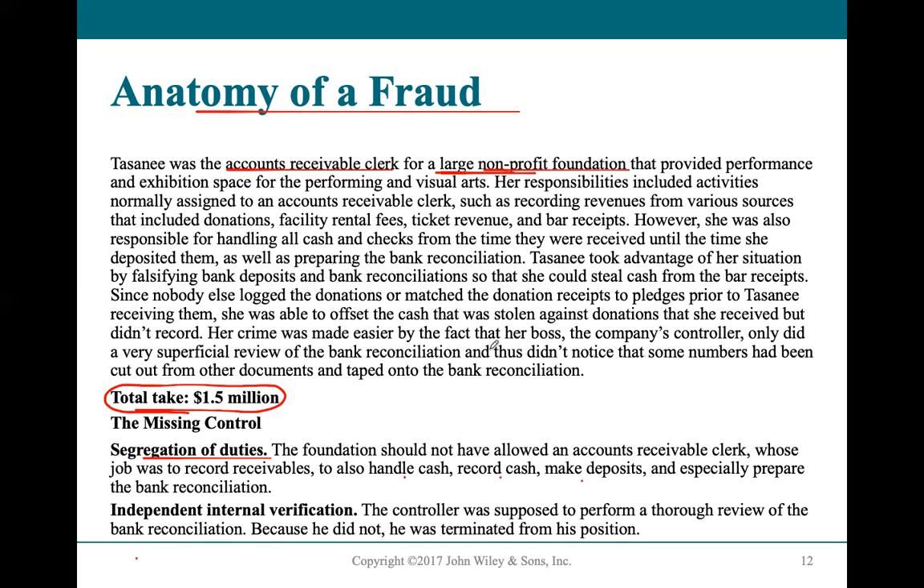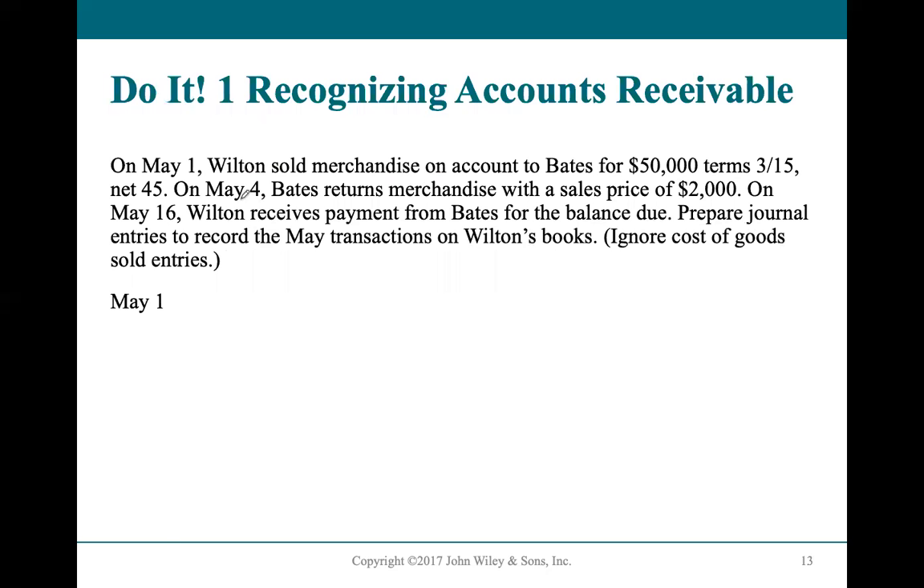How was she able to get away with that? Well, she had her boss, who really wasn't very good at his job either. Basically speaking, he was the control. He was the independent verification, and he just didn't do his job. Didn't notice anything. And so he was terminated as well. So fraud is a major issue in all categories. And so basically, this is how we introduce you to receivables.